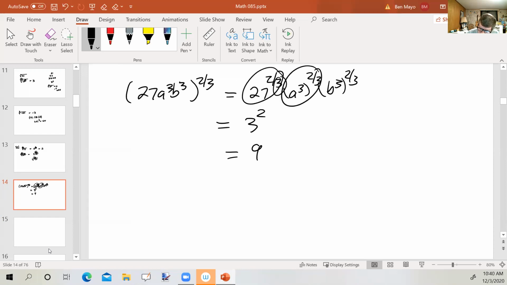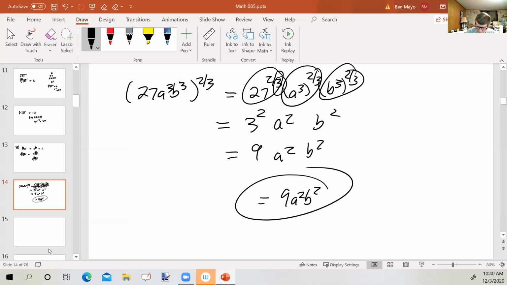A cubed to the 2/3 power, you would multiply the exponents. 3 times 2/3 is 2, so this is going to be a squared. And the same thing here, b squared. So 9a squared b squared would be your final answer. All right.